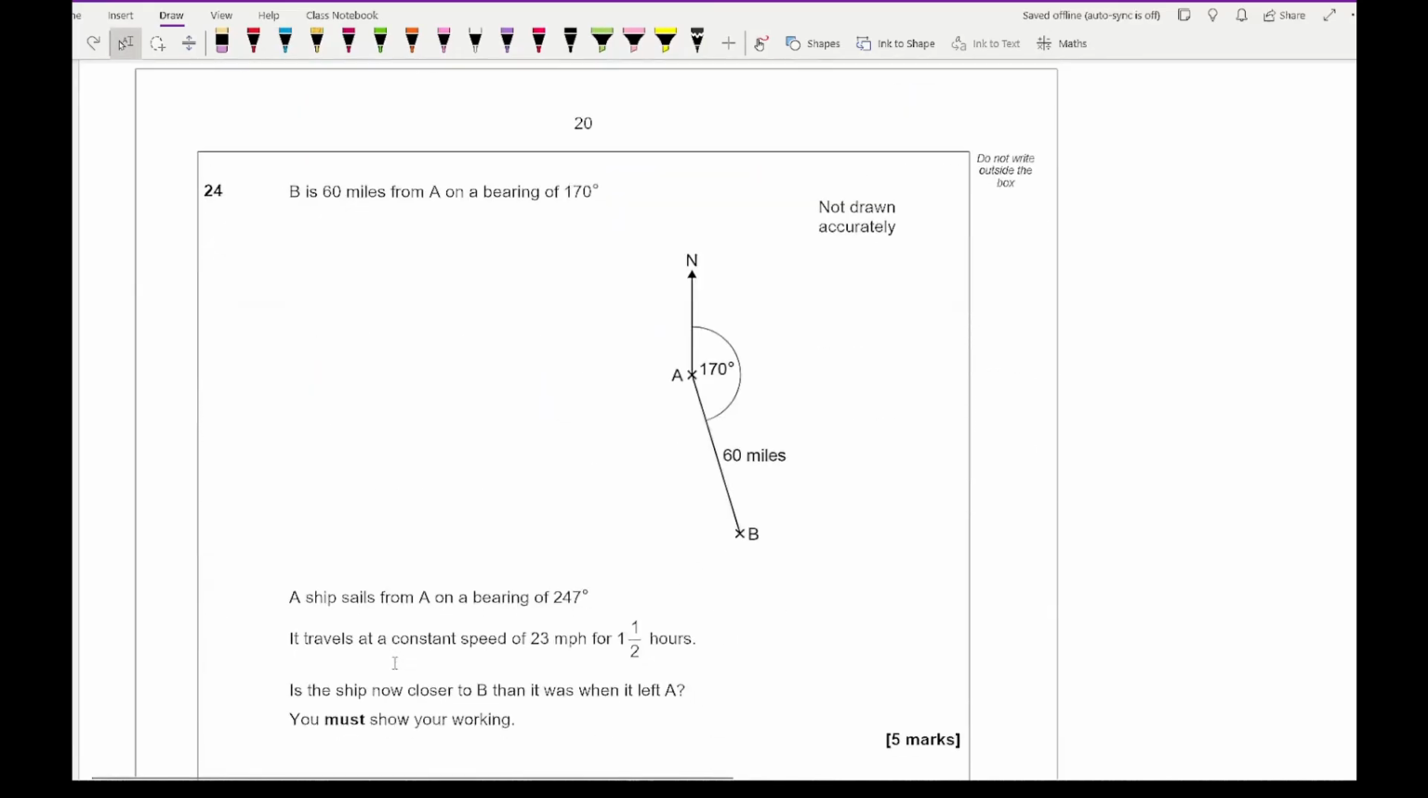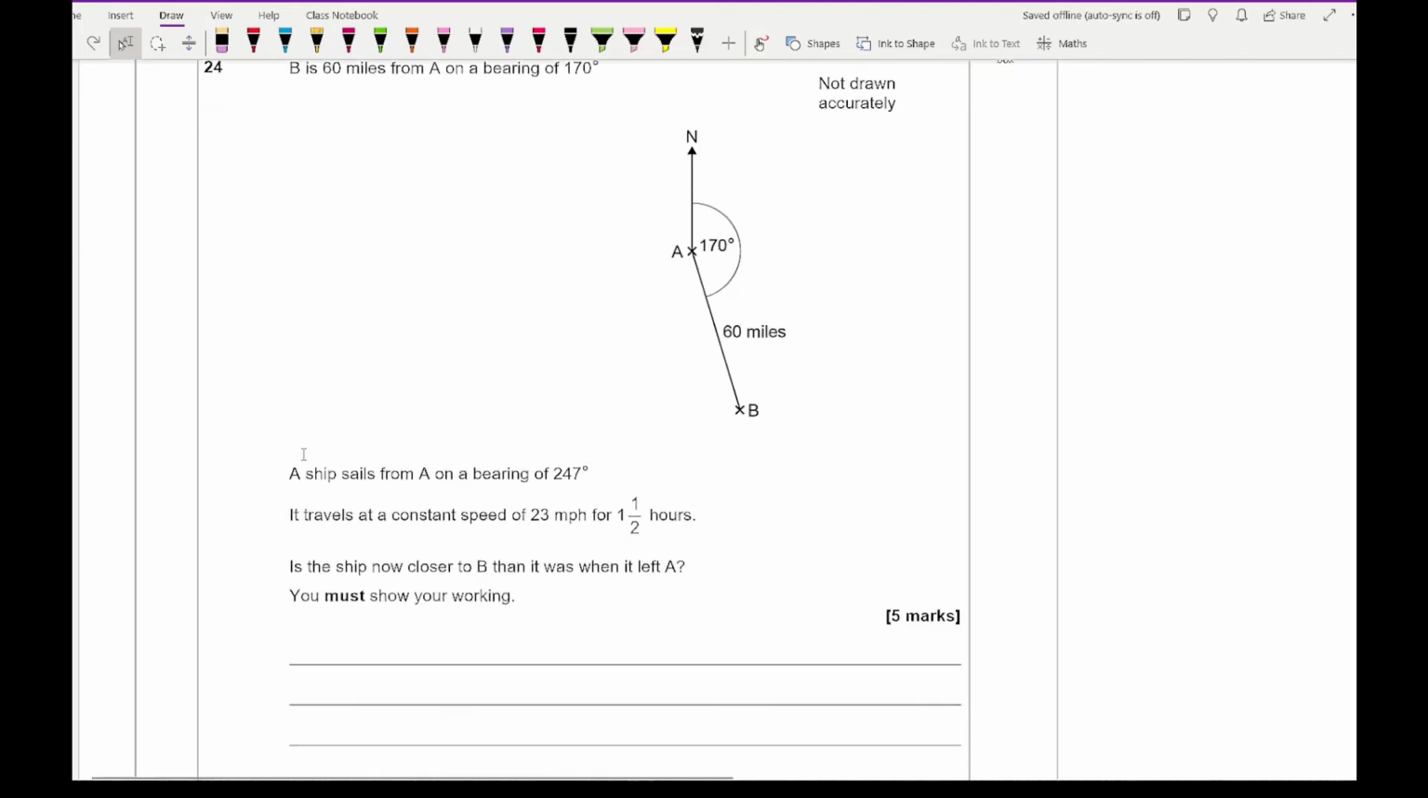Then moving on to question 24, it says that B is 60 miles from A on a bearing of 170. A ship sails from A on a bearing of 247 degrees. It travels at a constant speed of 23 miles per hour for 1.5 hours. Is the ship closer to B than it was when it left A? So let's have a look at working this out.